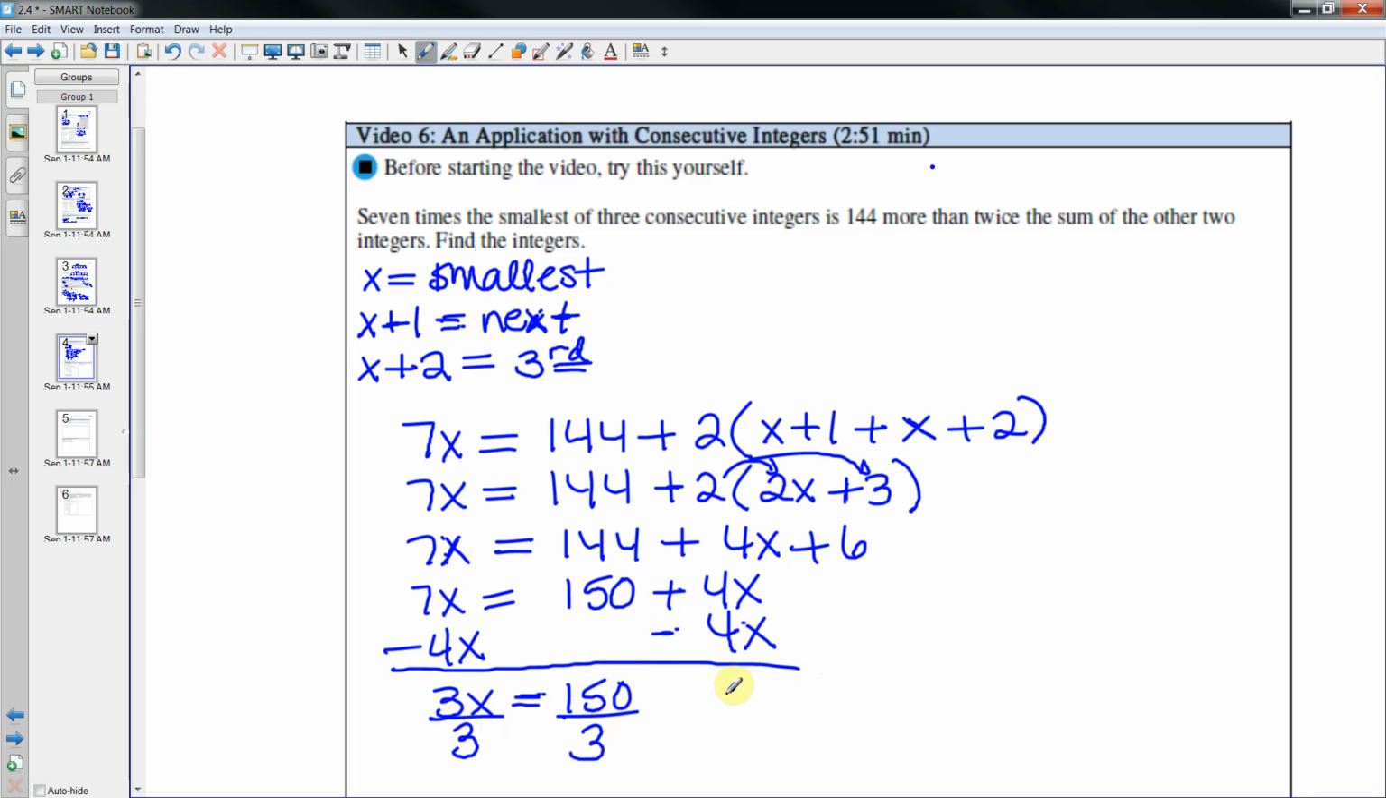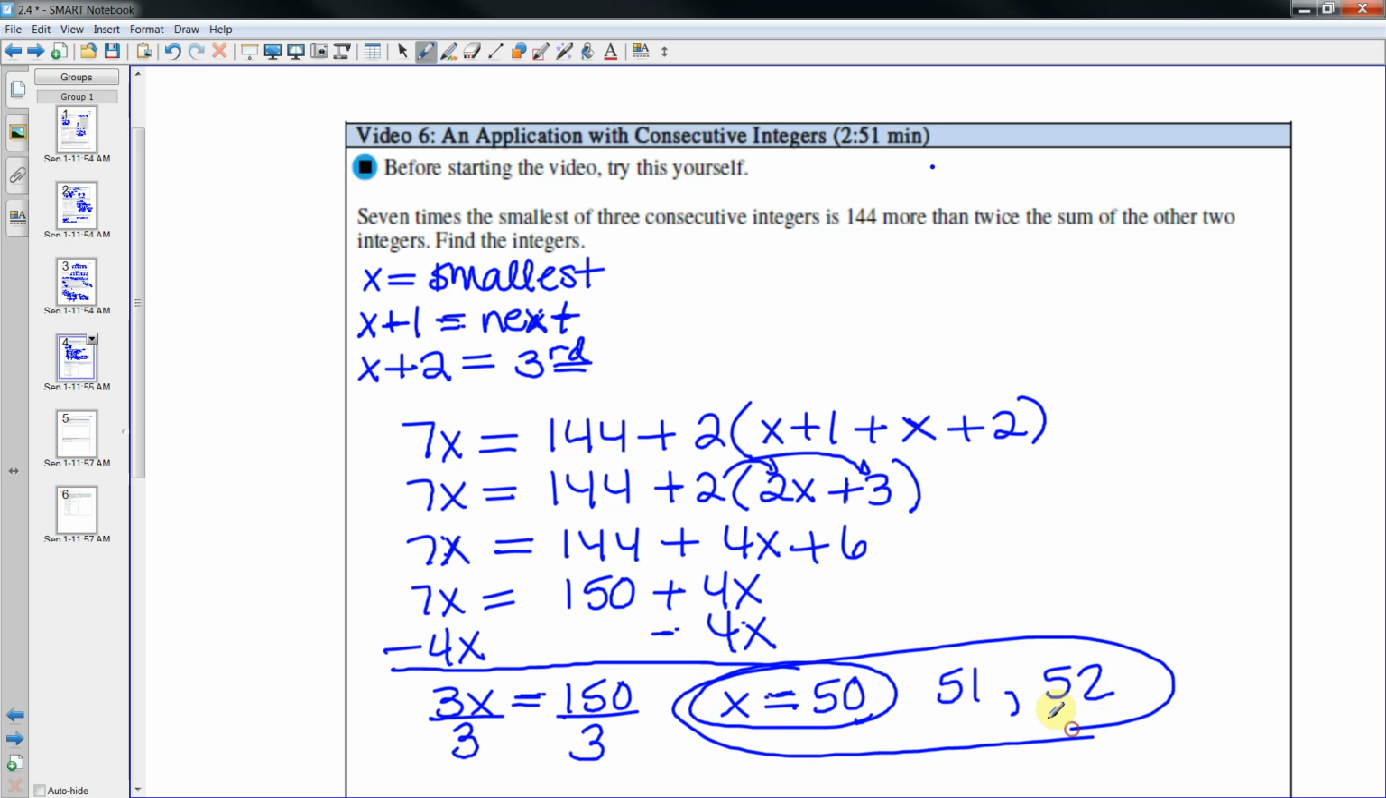Divide by 3. So x equals 50. There's my first integer. Then the next one after that, you can just really think of them as 51 and then 52. Those are my 3 integers.